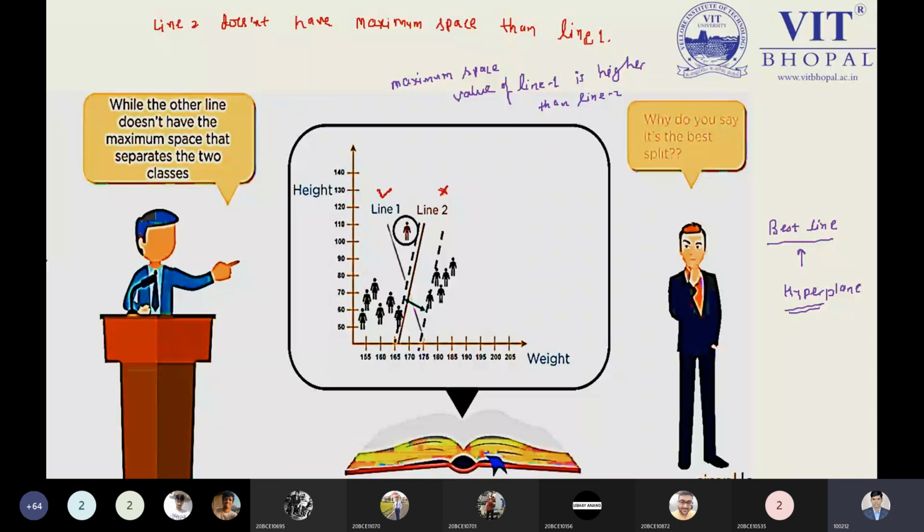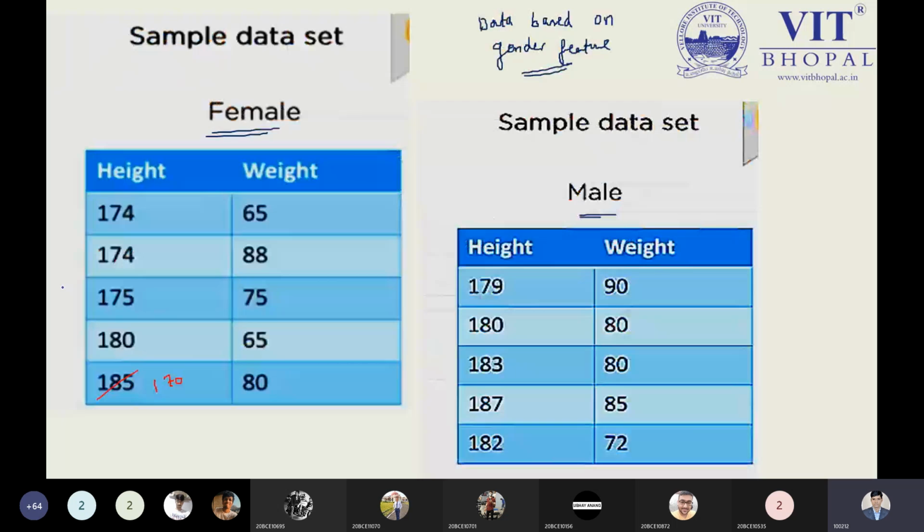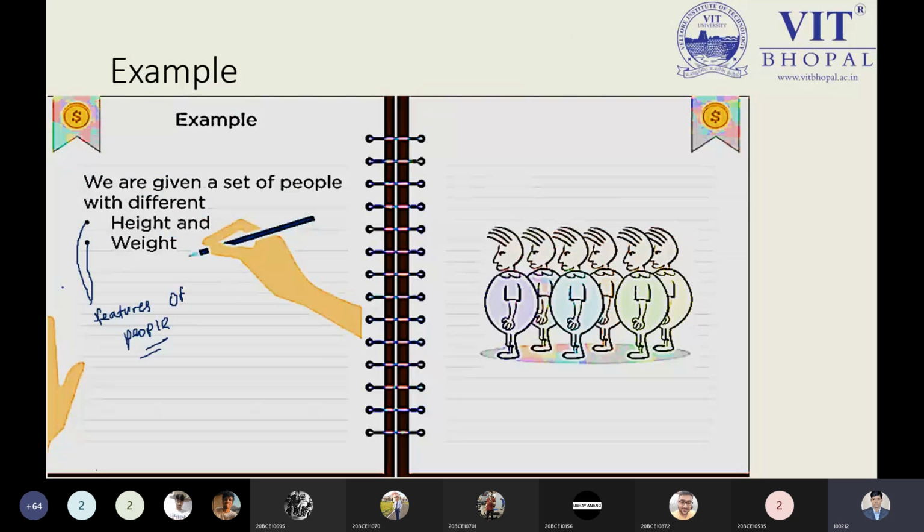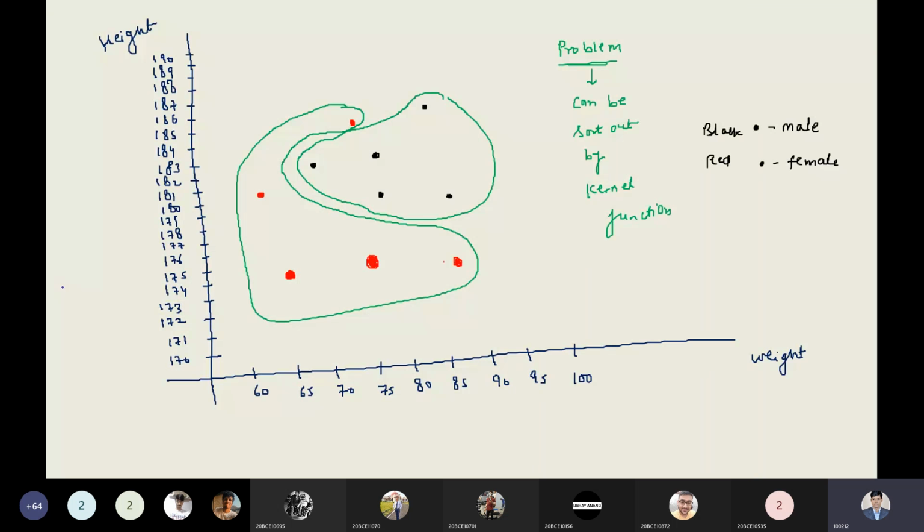So we are discussing all the problems. If you remember my words, I have already written a statement: the problem can be sorted out by the kernel function also. The kernel function definition is to transform one dimension data set into another dimension. That is also possible, and we have a solution.